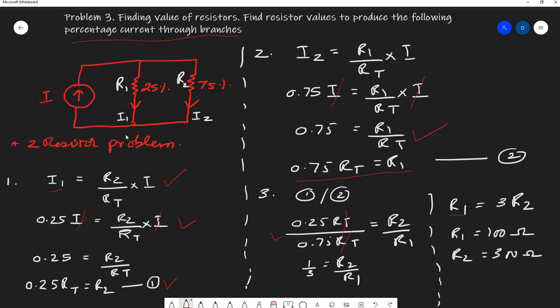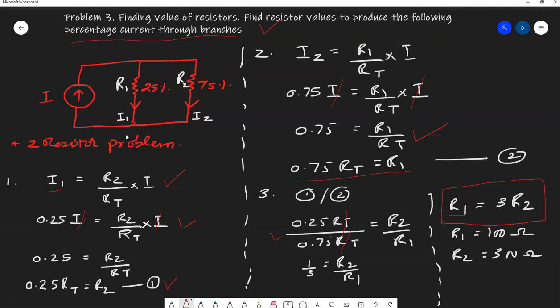So now we know that resistance R1 must be more than R2 because the current through R1 is 25%. So it makes sense that the resistance must be more than R2. So this is the main equation or the relationship you got between R1 and R2. A problem like that, they will ask you what range of values. So you can put any value as long as this relationship holds good.